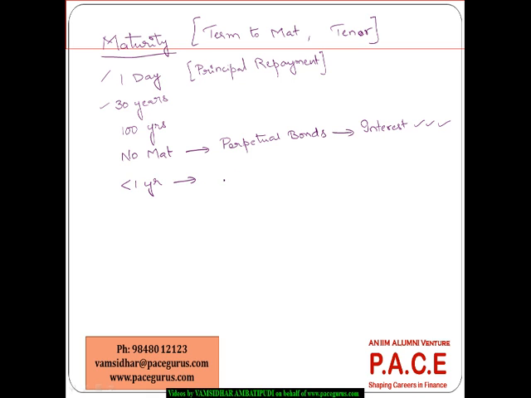which is less than 1 year, we call those kinds of bonds or securities money market securities. But wherever we see that the maturity period is greater than 1 year, I will classify them as capital market securities. So that's one more important classification that is associated with the maturity of the bond.